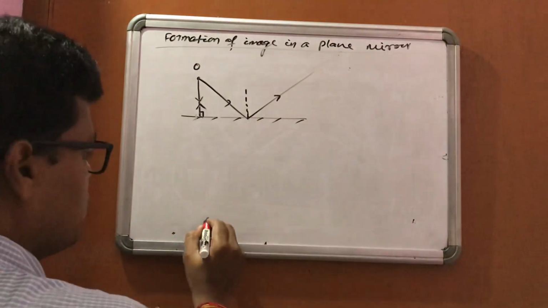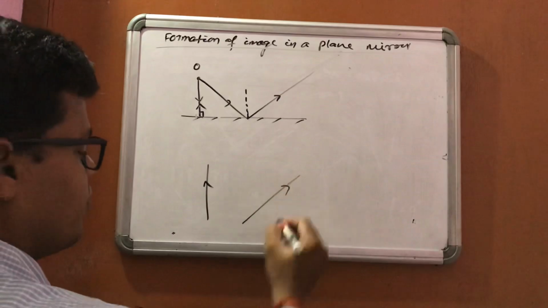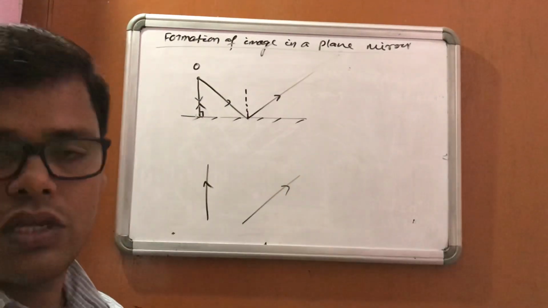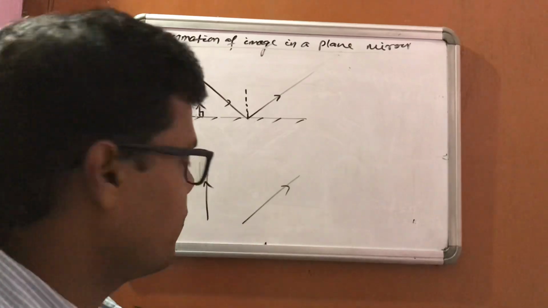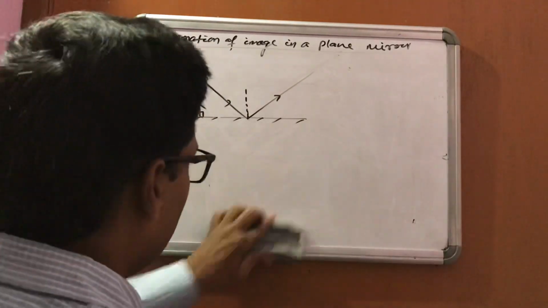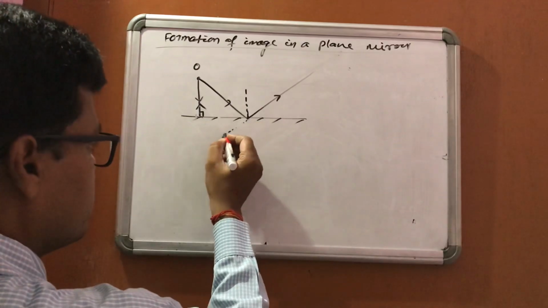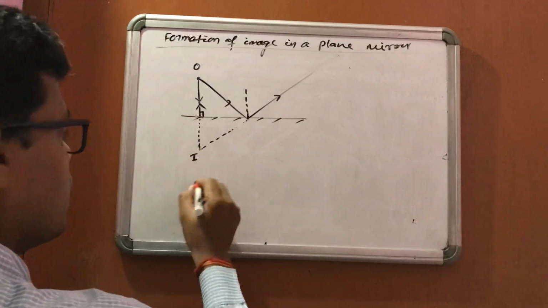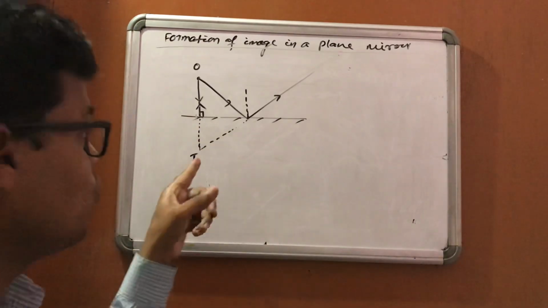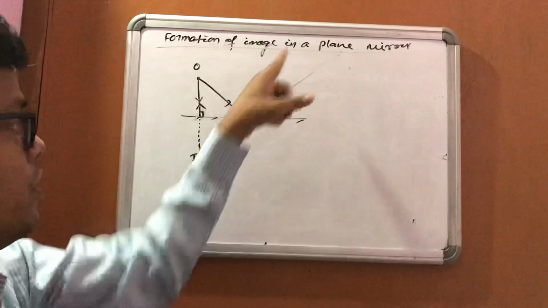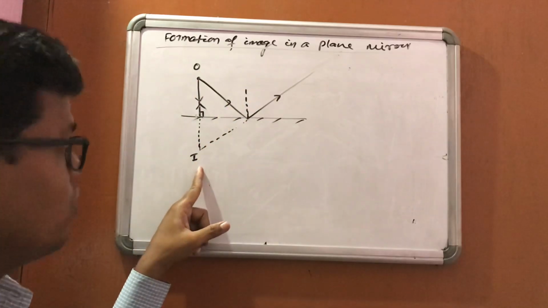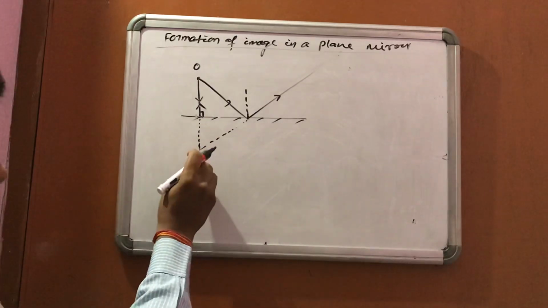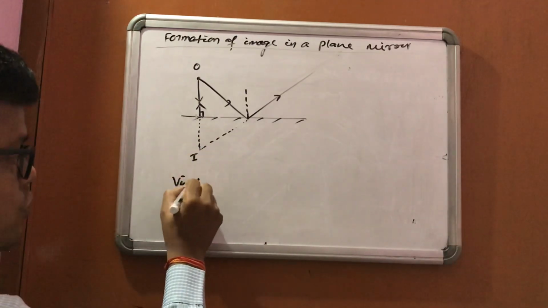Look here, this is one reflected ray and this is another reflected ray. They never meet. They are moving away from each other. They are diverging. Okay, so let us produce them in the backward direction. They appear to move from this point. So here the image is formed. As the light rays do not actually meet here, this is a virtual image.